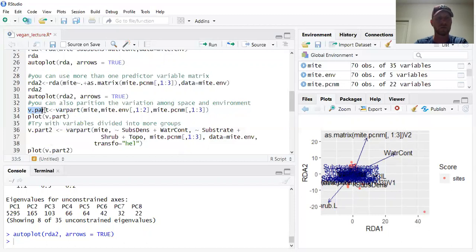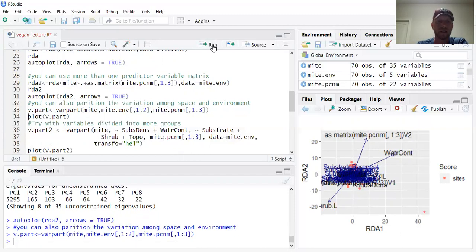So we're going to create this object called v.part. We're going to use the varpart function. We're going to use the mite community data, but then we're also going to use mite environmental data, the first 2 columns, and then mite PCNM, the first 3 columns. So we have our response matrix, and then we have 2 matrices of predictor variables that are separated here by a comma. And when we run that, we create this object that's called v.part.